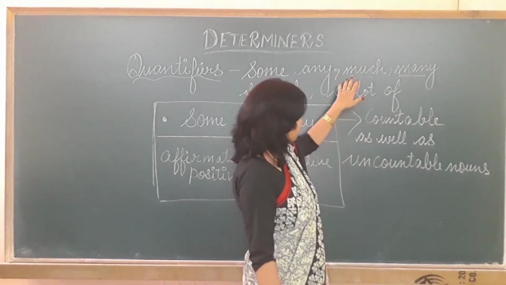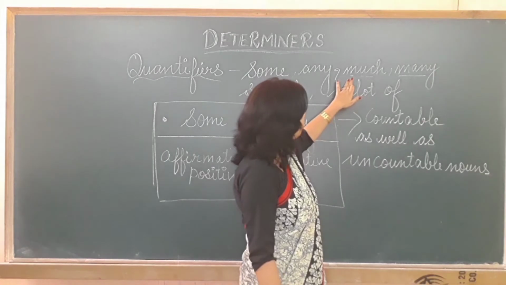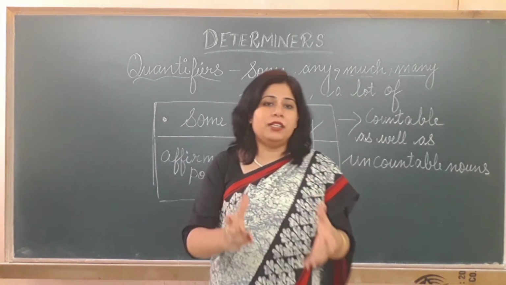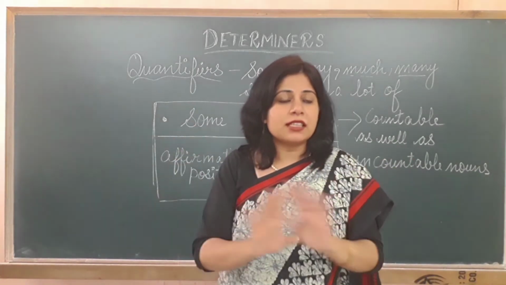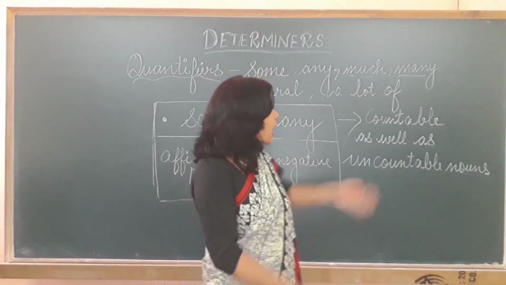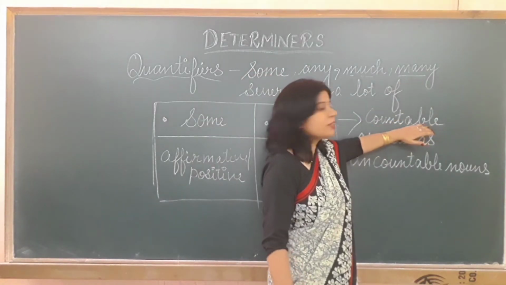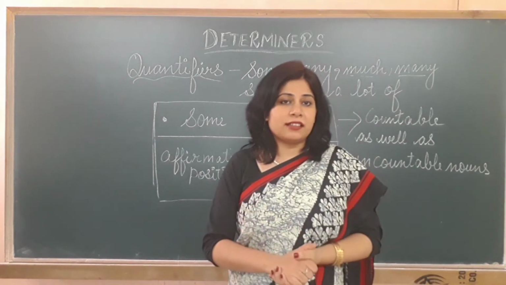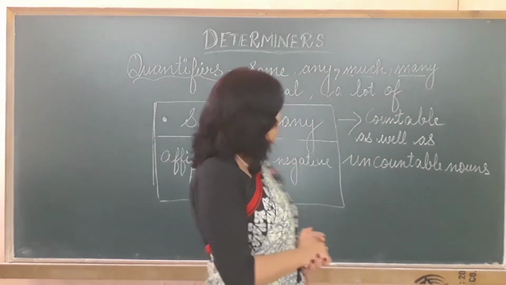Much is used with uncountable nouns. For example, much trouble. We never say troubles. It is wrong. Much trouble, much sorrow. And many is used with countable nouns. For example, many children are playing in the park. Alright.